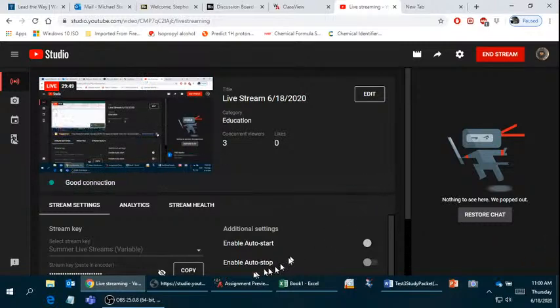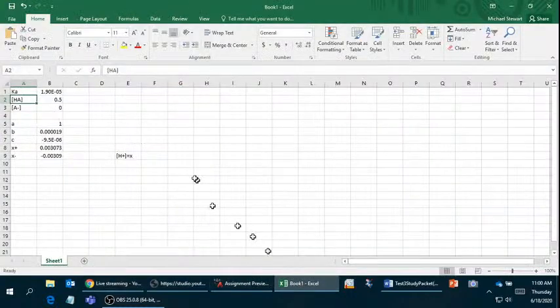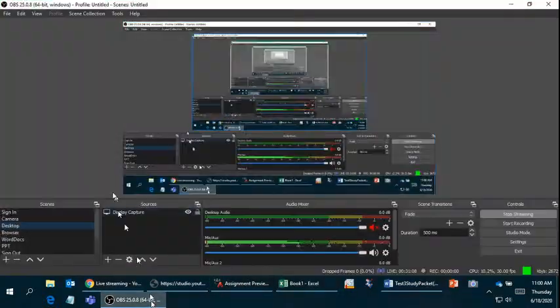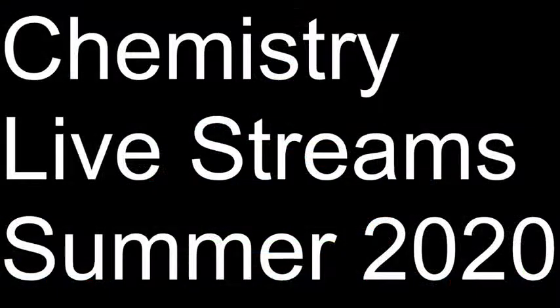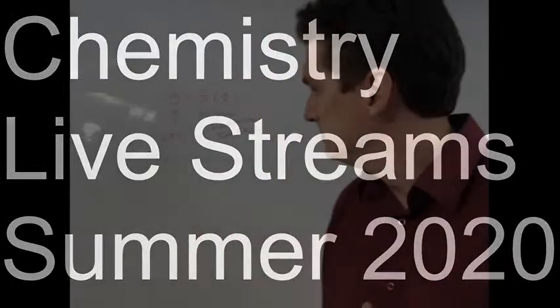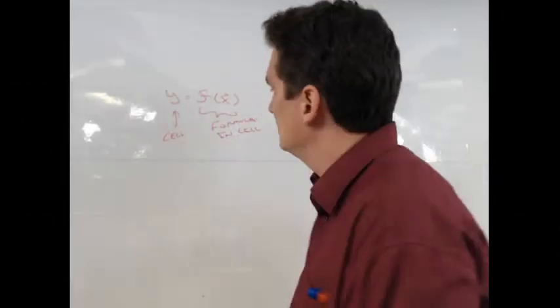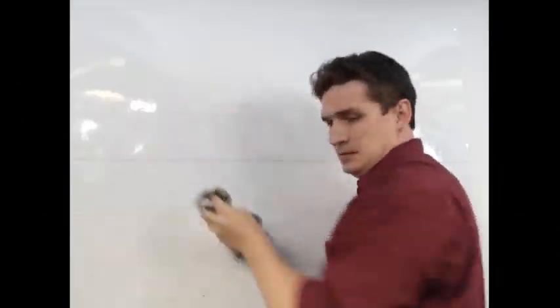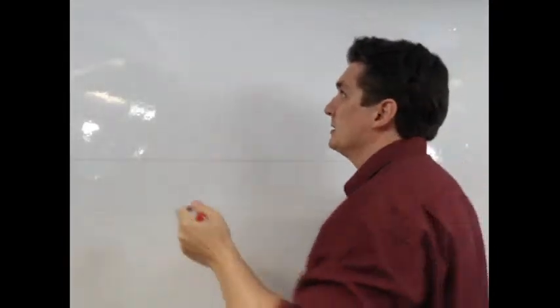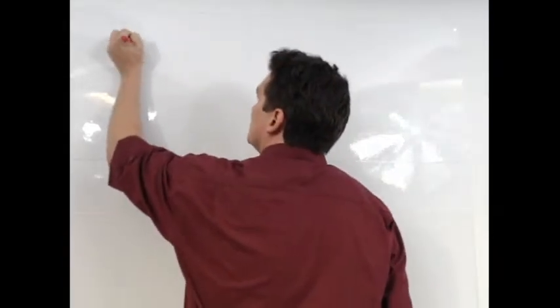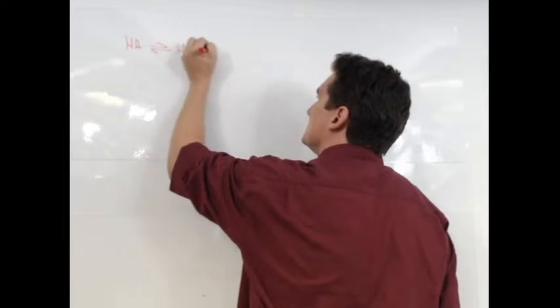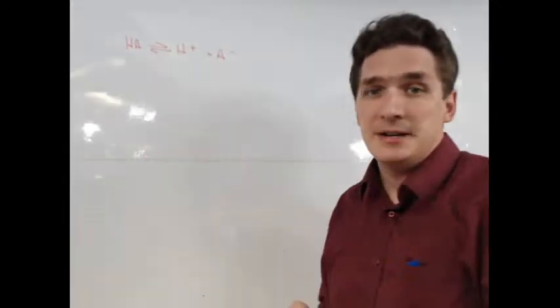Okay, I'm assuming my connection came back. All right, so for setting up these Excel sheets with these problems, you probably picked up a pattern. There's a Ka, there's an initial concentration, there's a final concentration, and if we just set up a general case on the board, I just have HA going back and forth to H plus and A minus.